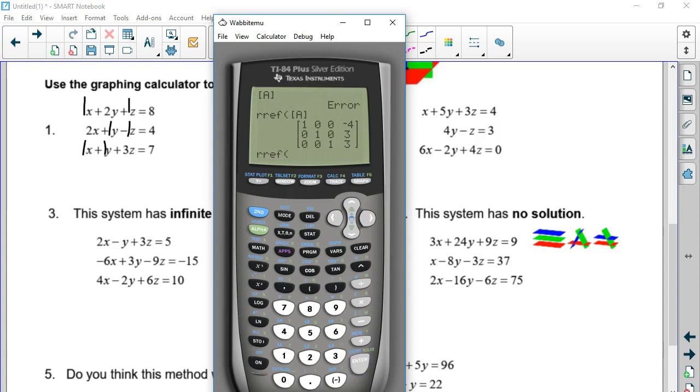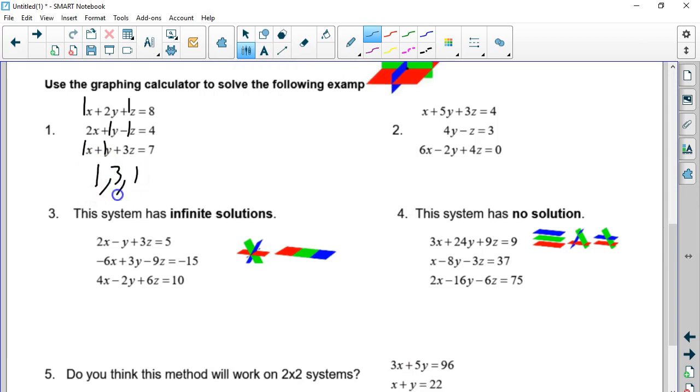Enter. Tell it to look at A. And hit enter. And there's my answer, 1, 3, 1. So you just come here and write 1, 3, 1.